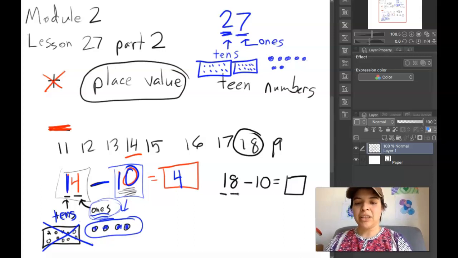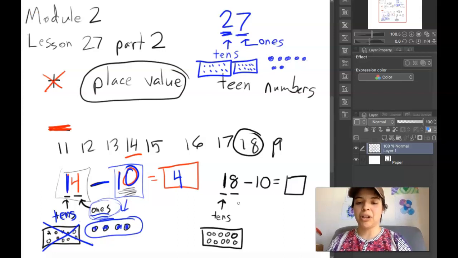And I have my place value to think of. Do you remember what this first number is going to be? Is it tens or ones? What do you think? Do you remember, team? Tens. And if you look at that number, how many tens am I going to need? Just one. So I'm going to draw just my 1 ten frame. There it is. 1, 2, 3, 4, 5, 6, 7, 8, 9, 10.